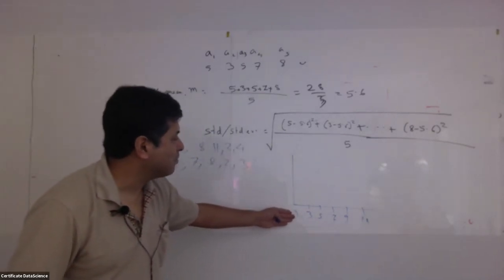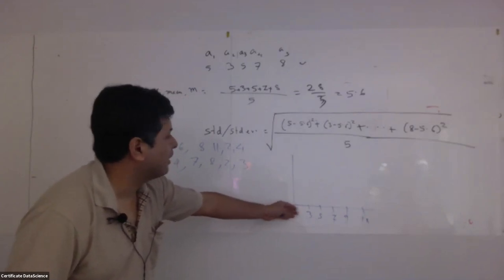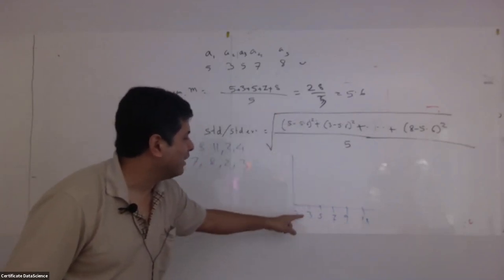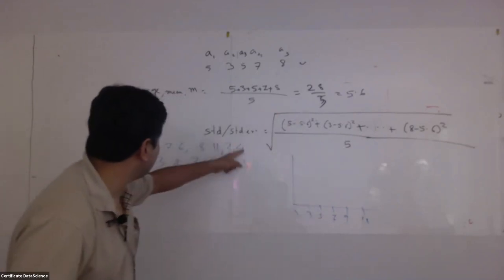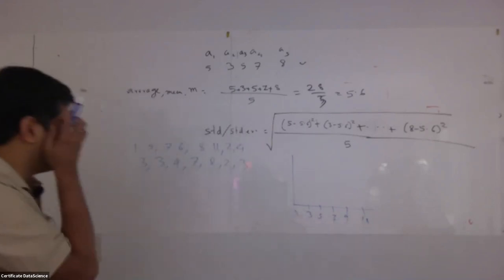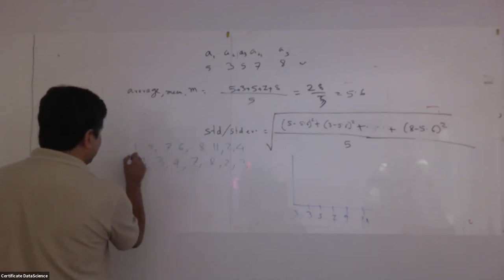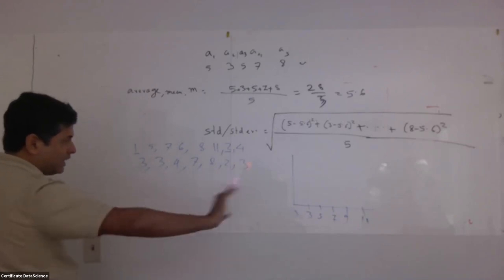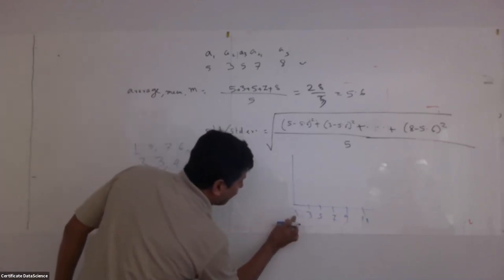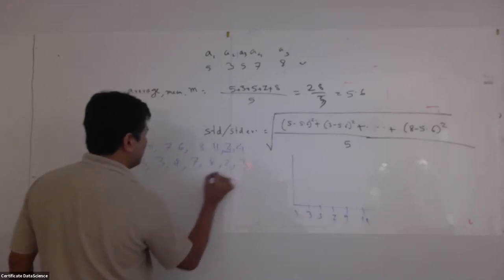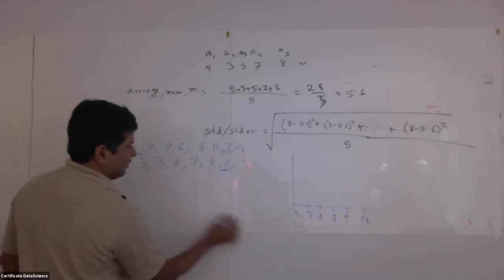So I took the range: the smallest value is 1, the largest value is 11. And now I'm going to do a counting. How many values do I have between 1 and 3? On the right side you do not count. It's always from 1, anything but 3. So I have one candidate, I have two, I have another. That's it, between 1 and 3.